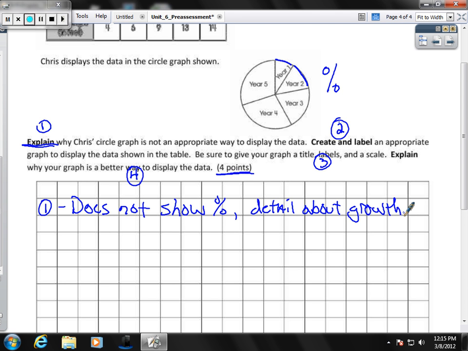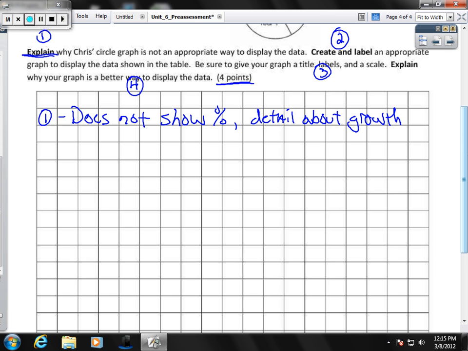The second thing is to create and label an appropriate graph. That would be a better graph to do this. And as I recall, most of you were able to do this. What kind of graph are we going to make? Heidi, what kind of graph do you want to make? Bar graph. I like bar graphs. I think they're easy to do. So we would make a bar graph, and your bar graph would look something like that.